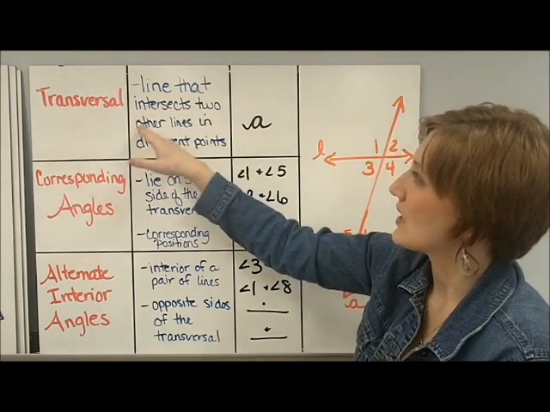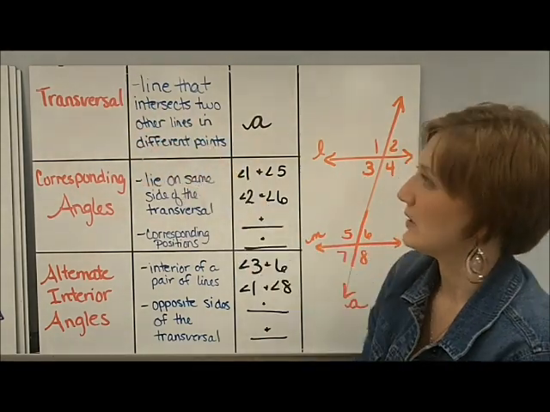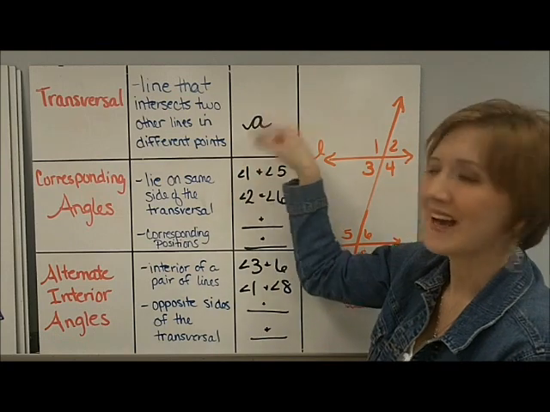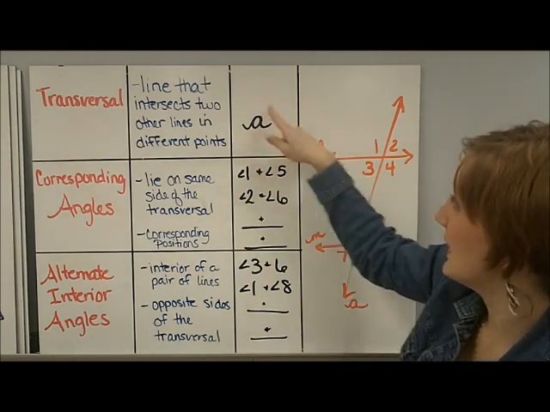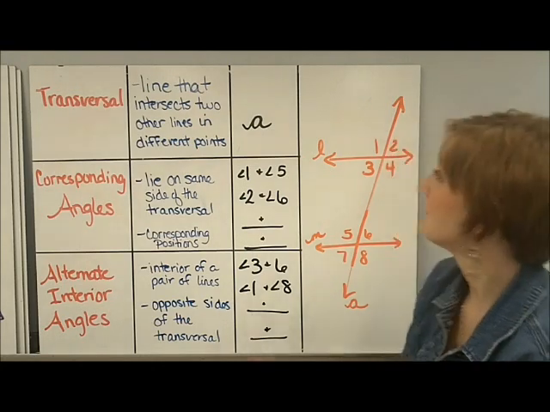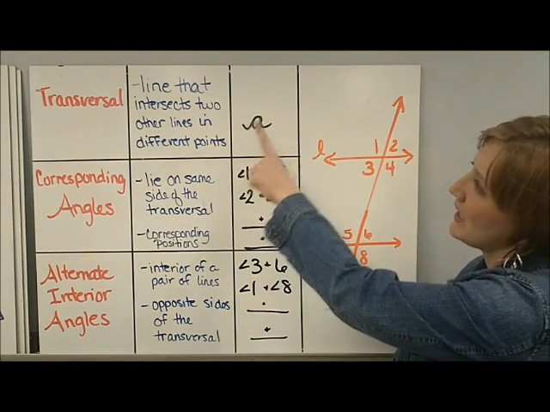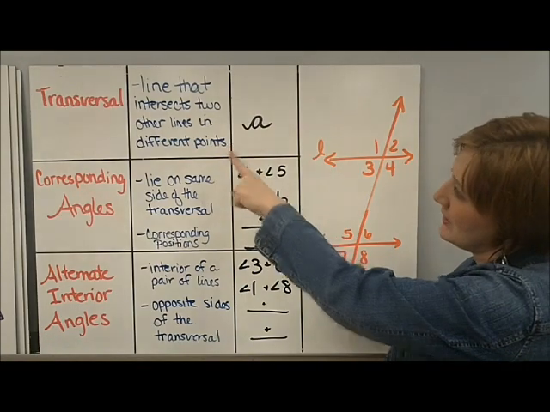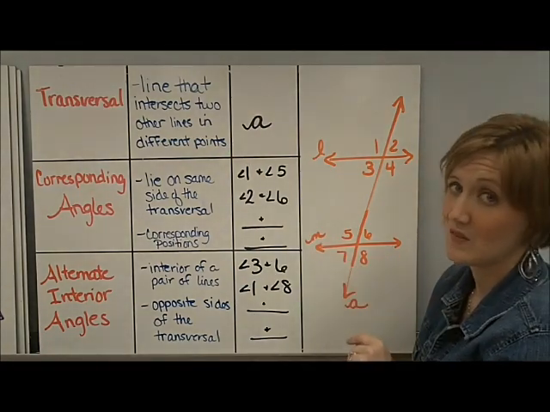A transversal is a line that intersects two other lines at different points. It's named with a line name, so we denote a line with either a cursive or an italicized letter. And so we have a line that intersects two other lines at different points, and the different points thing is very important.